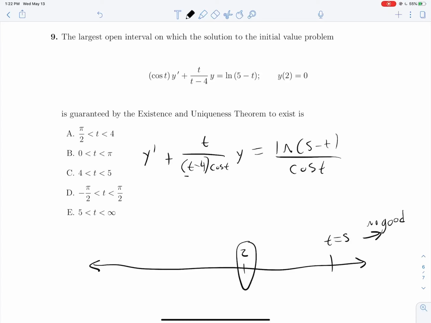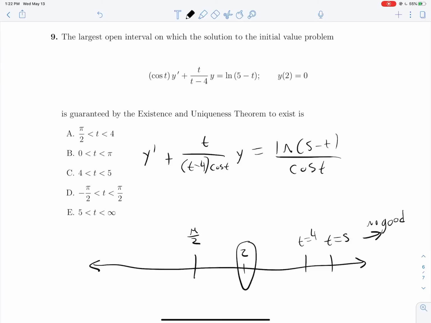What about this guy right here? Well, when t is equal to 4, we get something over 0. So that's also no good. So t is equal to 4 is no good. What about these cosine t's? Well, cosine t evaluates to 0 for pi over 2, 3 pi over 2, 5 pi over 2, etc. The only ones we really have to worry about are pi over 2 and 3 pi over 2.